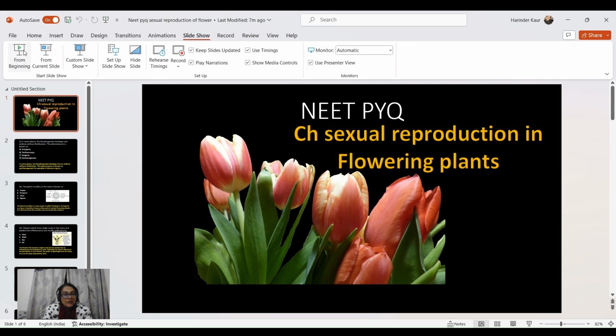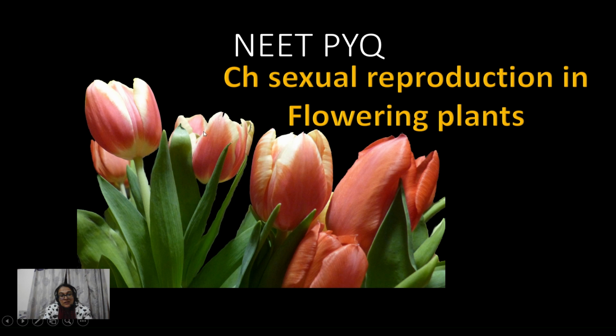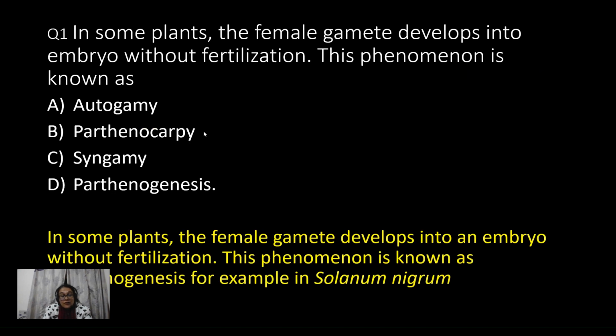So again, in this video we are going to discuss NEET previous year questions that are related to the chapter sexual reproduction in flowering plants. Now to keep the video short, we will be discussing five questions related to this chapter that were previously asked in the NEET question paper. So let's start. So first question says, in some plants, the female gamete develops into embryo without fertilization.